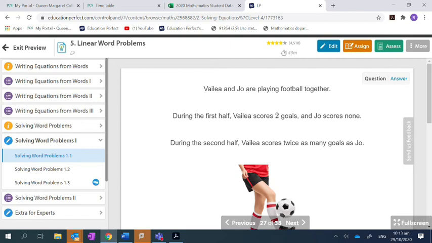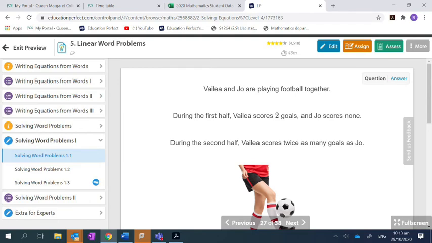I don't know these names. How do you say that? Anybody know this name? Vela? Okay. I don't know.